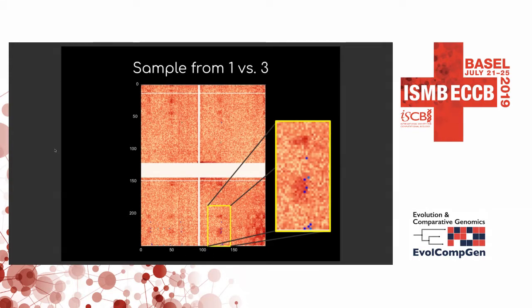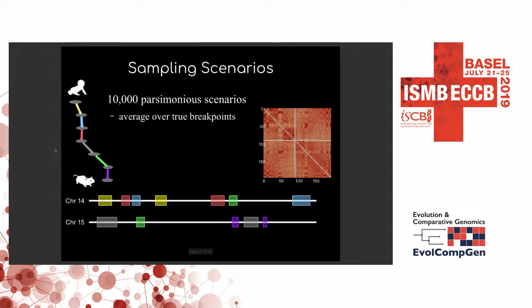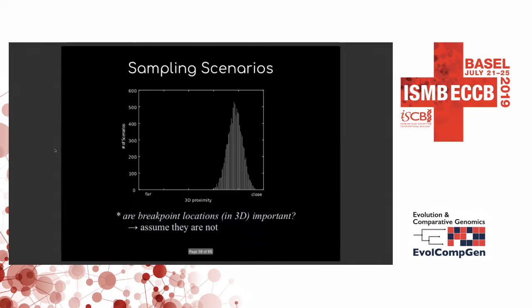But how do we make this more formal? Okay, so for each scenario now, we take the average proximity over all the moves in that scenario. We sample these scenarios, 10,000, 100,000, as many as we want. And for each one, we bin its proximity, and it gives us this distribution.